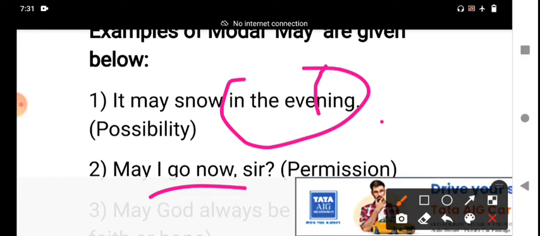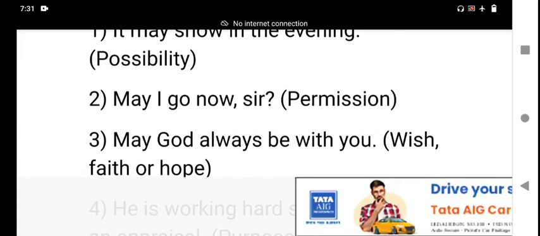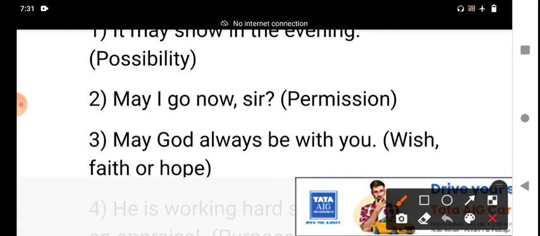And then the second example. It is an interactive mode, a question mode. May I go now, sir? That means permission. Inversion is there. The verb comes before the subject. The subject comes after the verb. That's why we keep the question mark. It is an interactive mode. The permission must be in interactive mode.